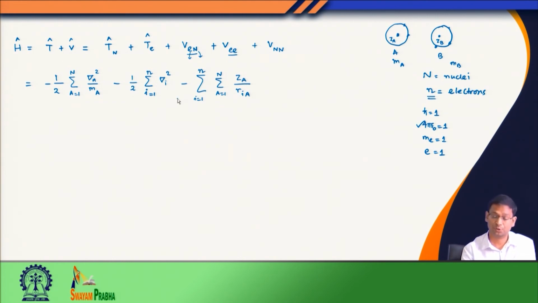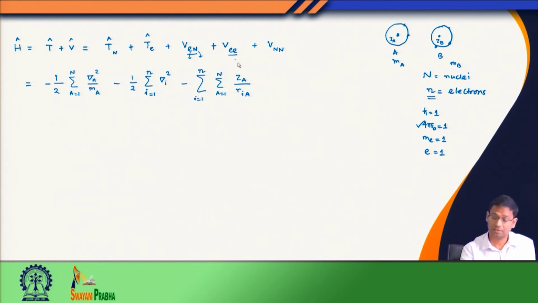So, e square and 4 pi epsilon 0 are 1. So, I have removed them. Now, what I see is Z A, which is in this sum, because for each value of A I will have a nuclear charge which will keep on changing, and now I have R I A, which defines the distance between an electron I and a nucleus A. So, how many terms would I have? For each value of I, I will have capital N number of nuclear interactions. So, therefore, I will have total small n multiplied by capital N number of electron-nuclear interactions here. So, this is the VEN.